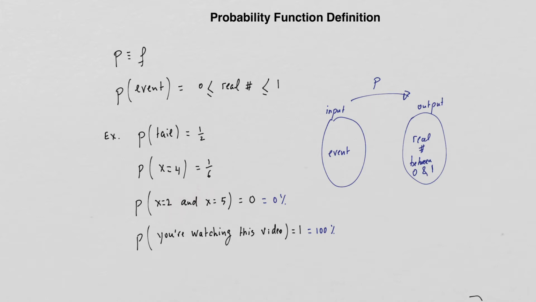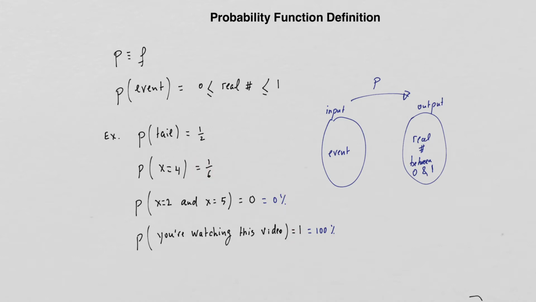This and is called a conjunction, and it's so different from the or. What's the probability that you're watching this video or listening to this video? Well, you are listening to me right now. So that probability is 1, or 100%. So I gave you two examples with the extreme situations, because the real value that you get is between 0 and 1 inclusive. It is possible to get 0 or 1. So I gave you two extremes and two actual numbers, okay?